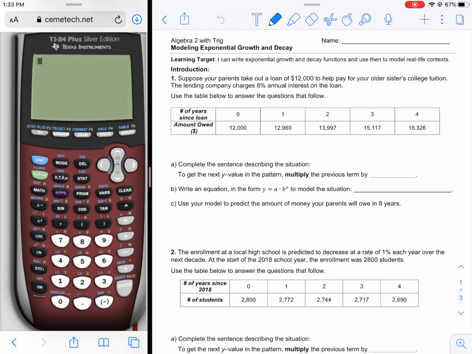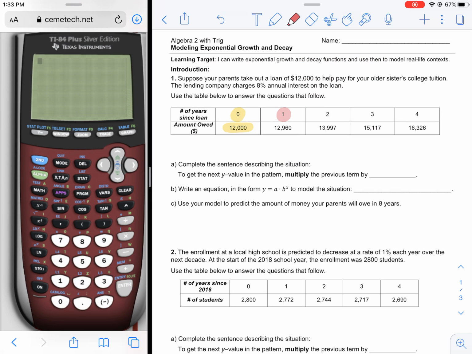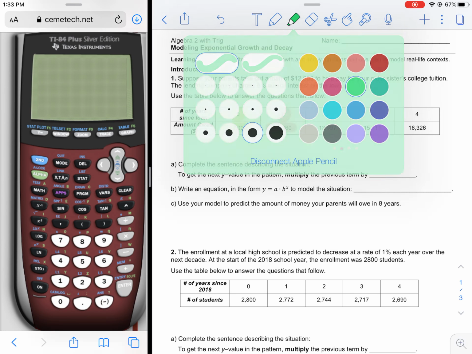So first, just to make sure you understand the table, we have the number of years since the loan and the amount of money that the parents owe in dollars. So notice year 0 is the initial amount of the loan. So your parents are going to owe $12,000. And then each year, because the loan company is charging 8% interest, that's going to make the amount that your parents owe go up by 8%.